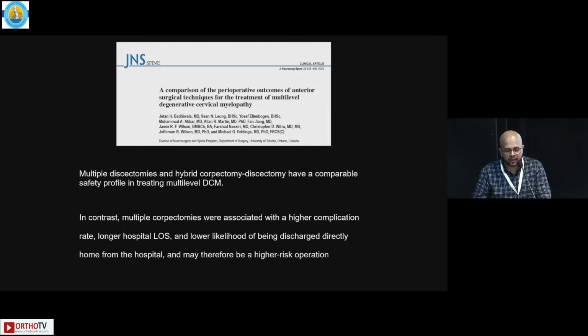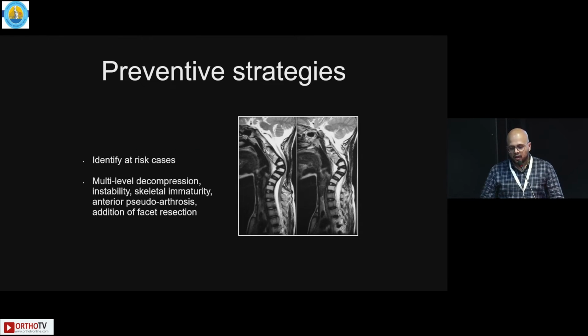We opted for a hybrid corpectomy discectomy because studies have shown that multi-level corpectomy has a higher complication rate. In terms of preventive strategies, preoperative planning is important to identify the at-risk cases. So some of the risk factors which we described, this is a different case which was during my residency at KM. This was a young boy with a peanut tumor which was operated by multi-level laminectomy.